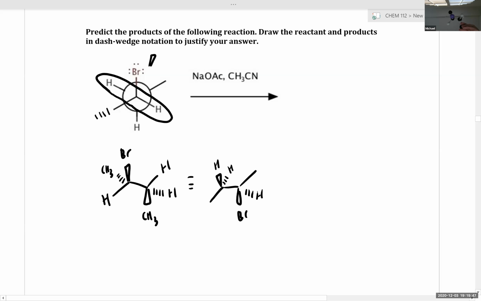Okay, so now in the SN2 reaction, our nucleophile is going to attack from the opposite face. So here's our molecule, and our nucleophile, which in this case is acetate, is going to attack from the opposite face, and we're going to see inversion of our stereocenter. So my acetate is going to attack from the opposite face, and we're going to kick out our leaving group.